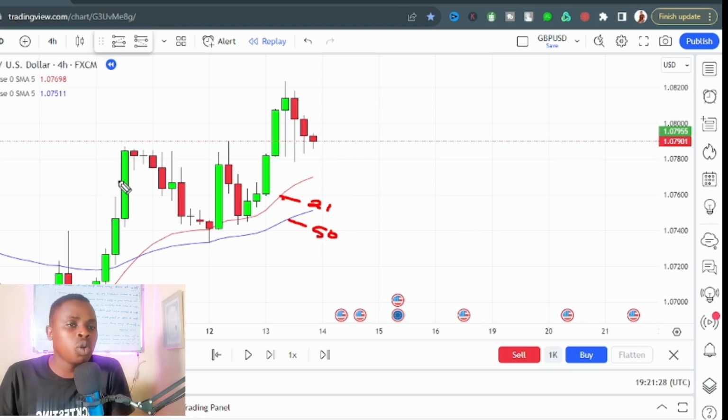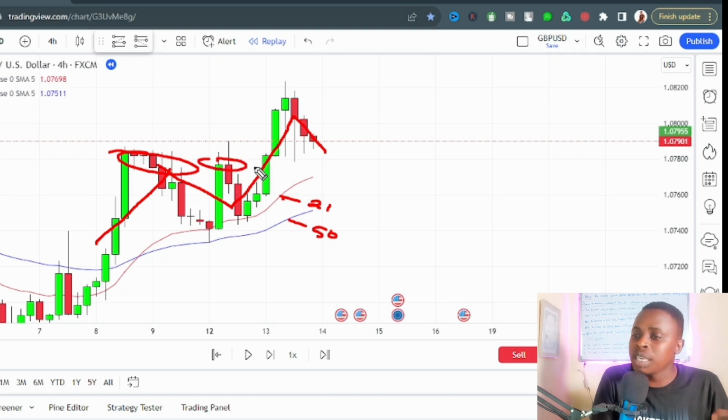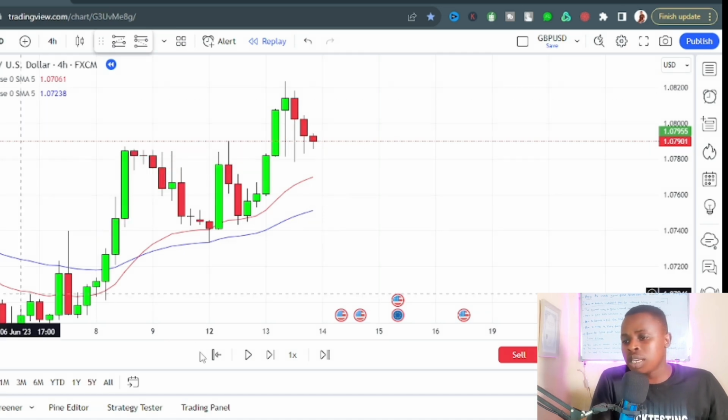And also if you look into our price action, we can see that the market is making an impulsive move, a pullback, another impulsive move, and now we're expecting a pullback, right? So this market is also confirming to be in an uptrend based on the price action. And also we have the 50 and the 21 period moving averages to confirm that, right?